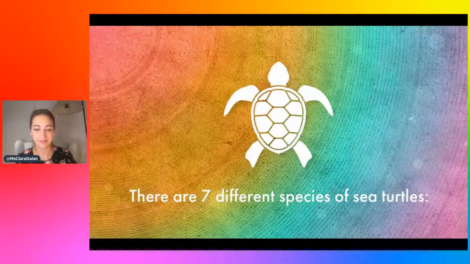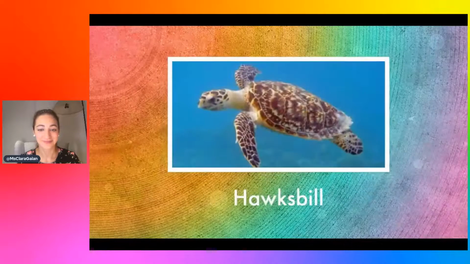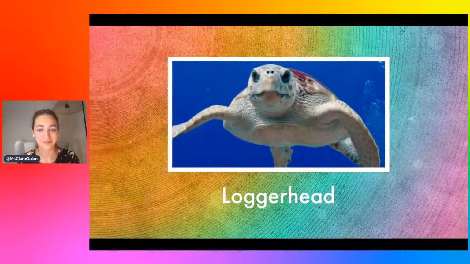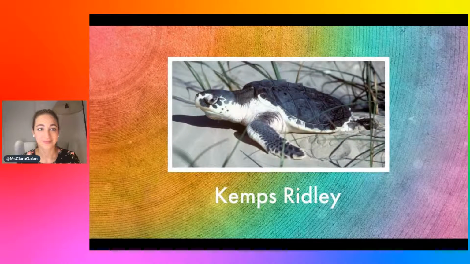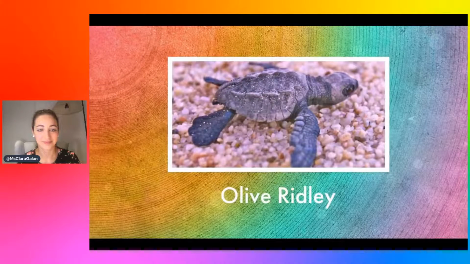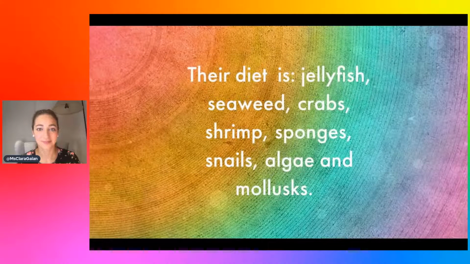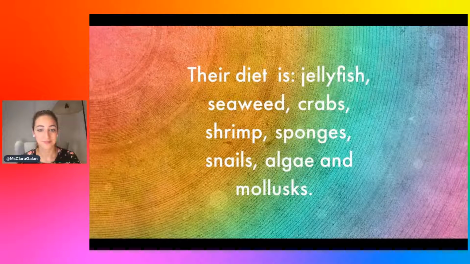There are 7 different species of sea turtles. Green, hawksbill, flatback, loggerhead, Kemp's Ridley, olive ridley, leatherback. Their diet is jellyfish, seaweed, crabs, shrimp, sponges, snails, algae, and mollusks.